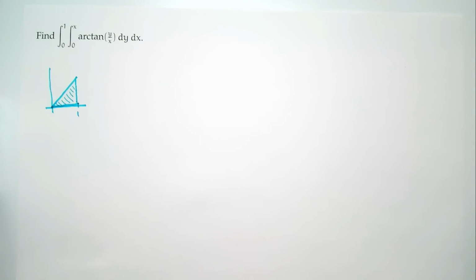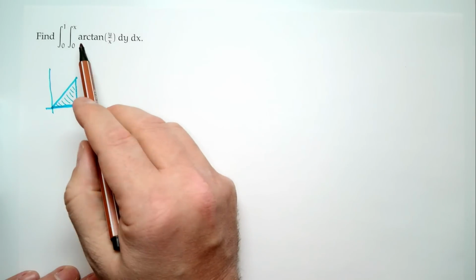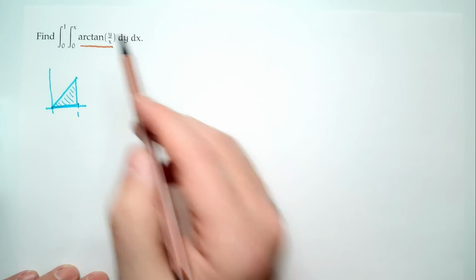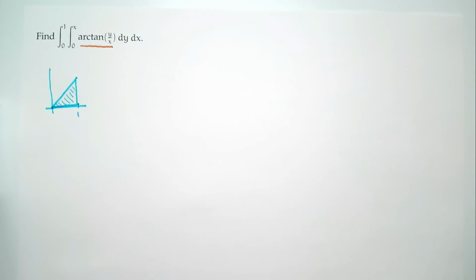Polar is very circle-friendly. So it's not immediately obvious that this is a problem that polar coordinates might be helpful to do. But this function, arctangent y over x, that's an unusual function. And it's not immediately obvious how you work with this function. So let's think about what's true.